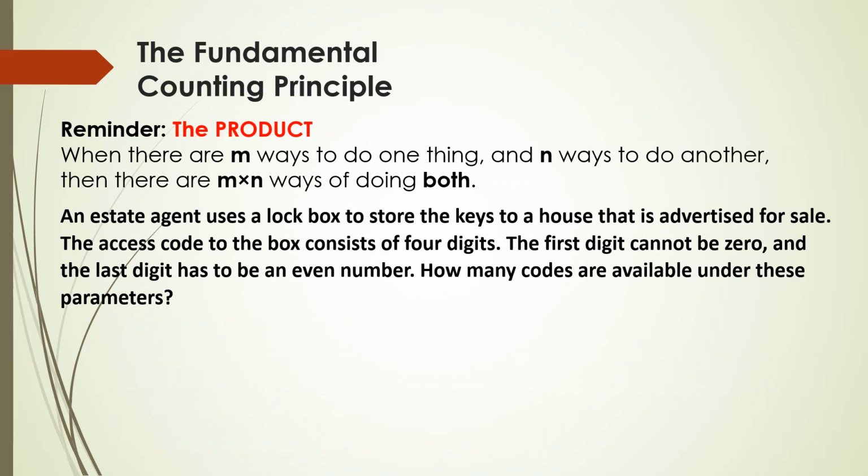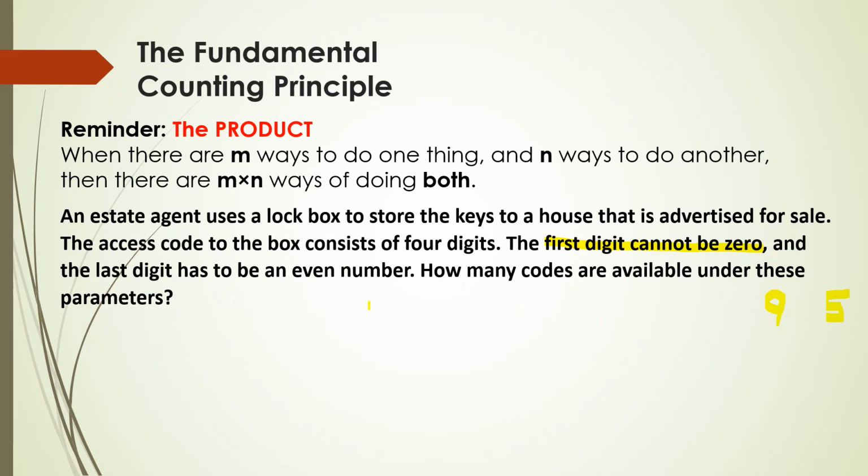Okay, we're looking at an estate agent that uses a lockbox to store keys to a house that is advertised for sale. The access code to the box consists of 4 digits. Very important, 4 digits. The first digit cannot be 0. The first digit cannot be 0, so already there's 9 left for the first digit. And the last digit has to be an even number, so the last digit is a choice of 5. How many codes are available under these parameters?